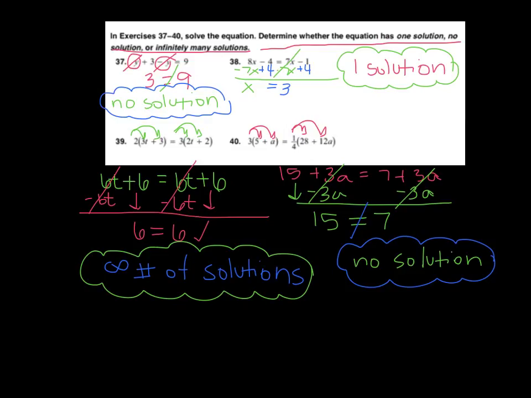Then from there, if I'm trying to move all my variables to one side, the opposite of a positive 3a is a minus 3a, but when I subtract 3a from both sides, my variables cancel out. I'm left with 15 equals 7, which is not true, and that's how I knew this had no solution.